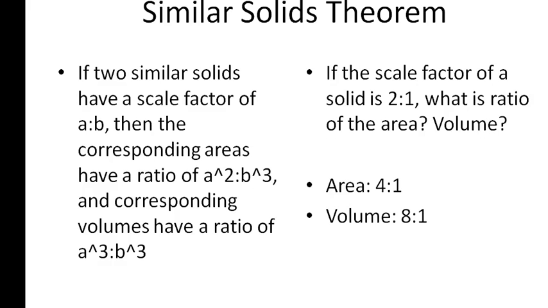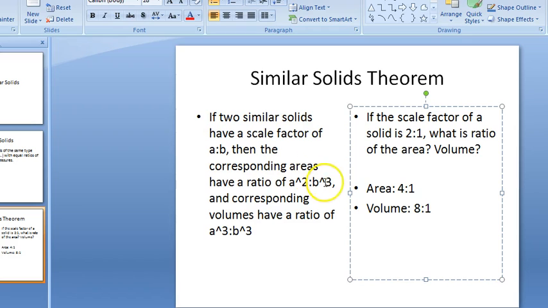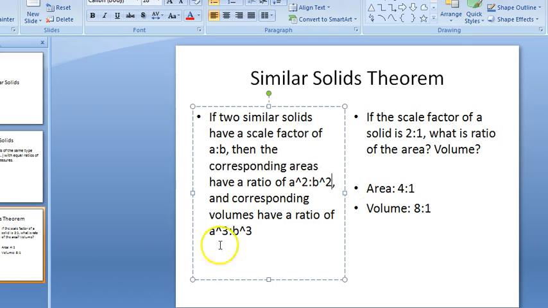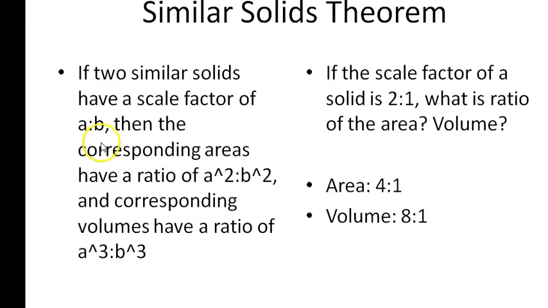Alright, and so the similar solids theorem states that if two similar solids have a scale factor of A:B, then the corresponding areas have a ratio of A squared to B cubed, I'm sorry, that should be A squared to B squared, not B cubed right here. Let me actually fix that. Alright, so the corresponding areas have a ratio of A squared to B squared, and the corresponding volumes have a ratio of A cubed to B cubed.